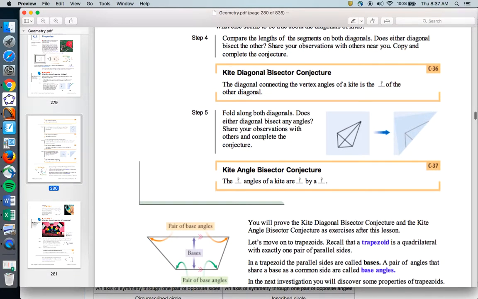Okay, kite diagonal bisector conjecture. The diagonal connecting the vertex angles of the kite is the blank of the other diagonal. Well, we know they meet at right angles, but maybe I'll use this picture. This diagonal here actually bisects this diagonal. So the diagonal connecting the vertex angles, which are these, is going to be the perpendicular bisector of the other diagonal. This says bisector. Maybe it's better for us to say perpendicular bisector. So KDBC.